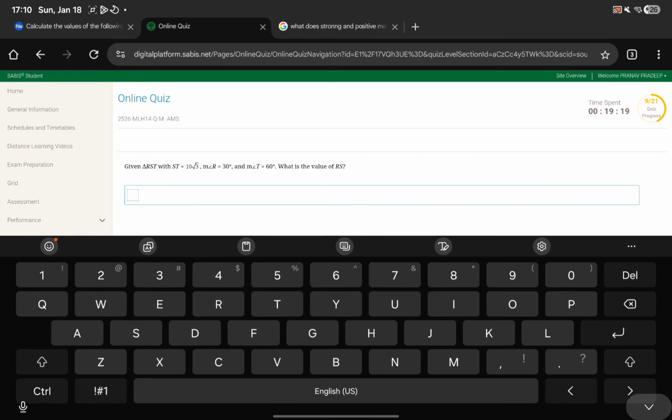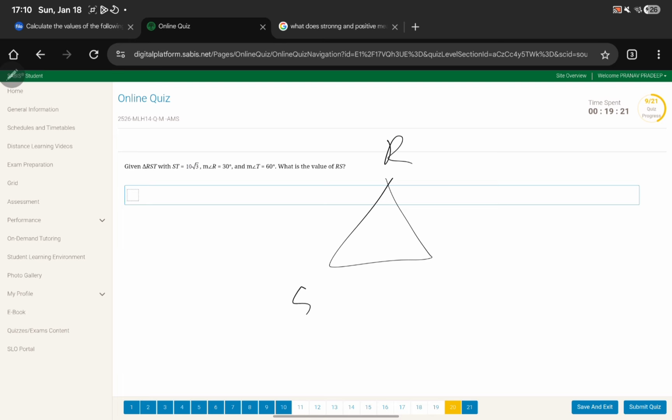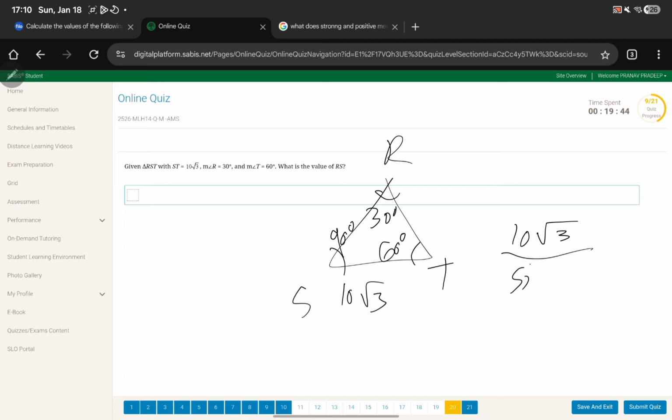Again, you have to draw a triangle RST, with ST 10 radical 3, and measure of R 30 degrees, and measure of T 60 degrees, and you can write 90 here. I don't think we need that. What is the value of RS? So that's basically 10 radical 3 over sine 30 equals x over sine 60. So if you solve it, you get 30. Okay.